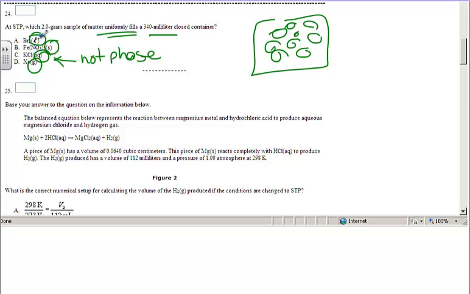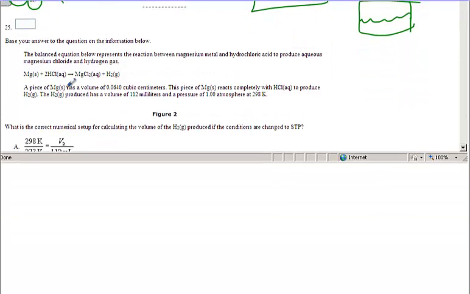Bromine, liquid, is not going to uniformly fill it. It's going to be down here. Liquid's going to be down here, okay? Solid will probably fill it if it's completely frozen, but I don't think that's going to be the case. It's a closed container, so we're going to go with a gas. So the answer is D, okay?